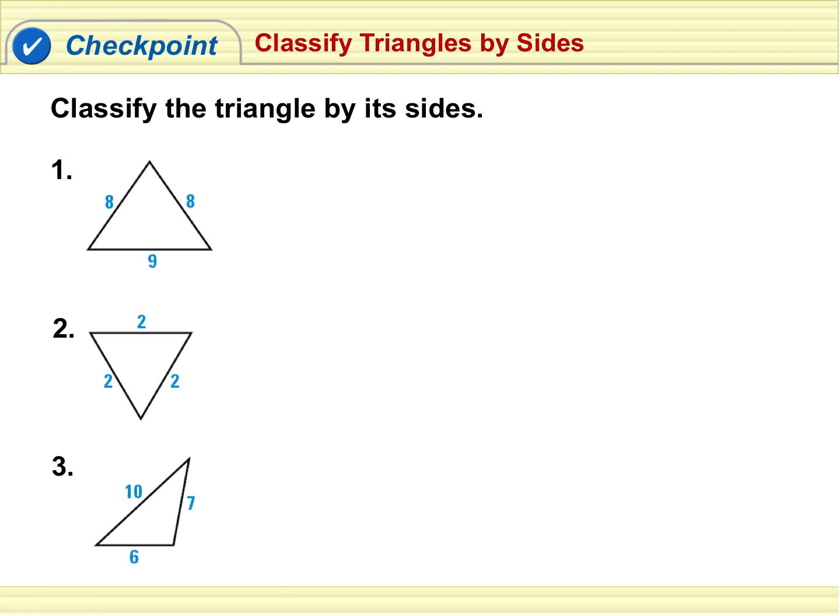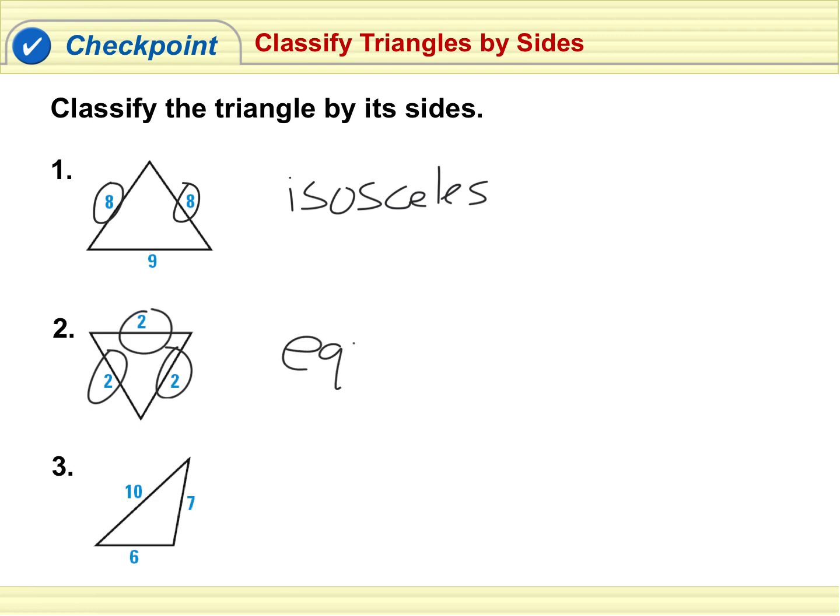Number 1, what do we get for number 1? Isosceles, because 2 sides are the same. What about 2? Equilateral. All sides are congruent. Stay with me. What about 3? Scalene, because none of them have the same measure. Okay. All right.